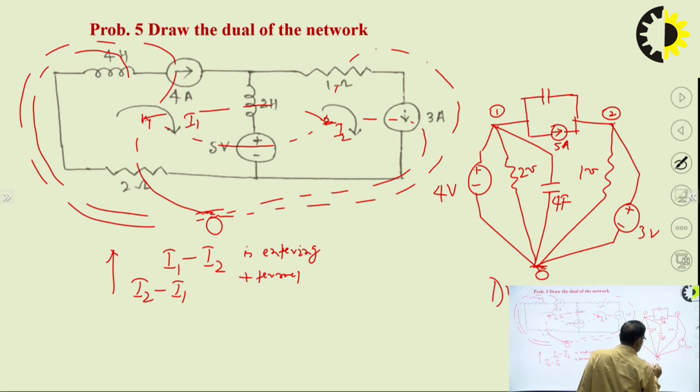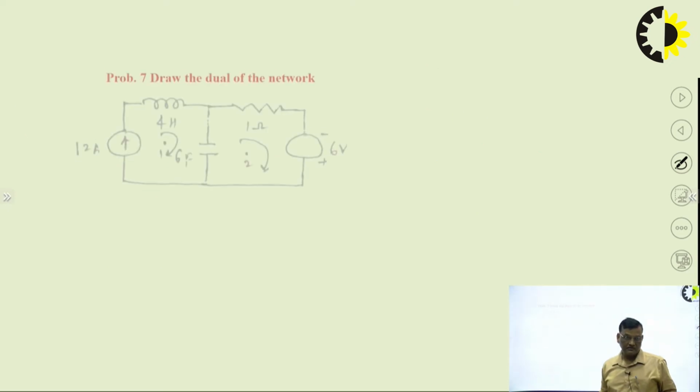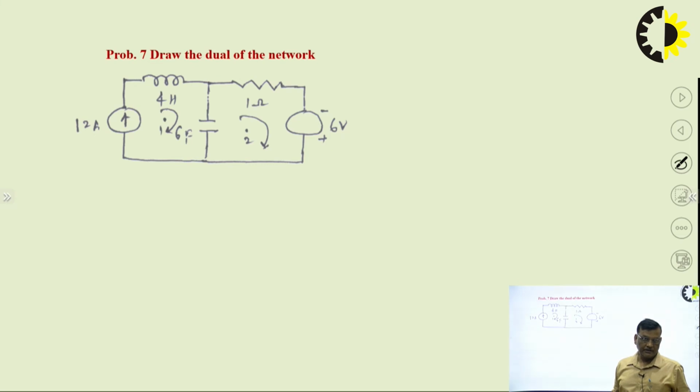The only problem you may face is when there is a source, just to orient the source. There we can draw the dual of the network. No problem, simple, we can do it.